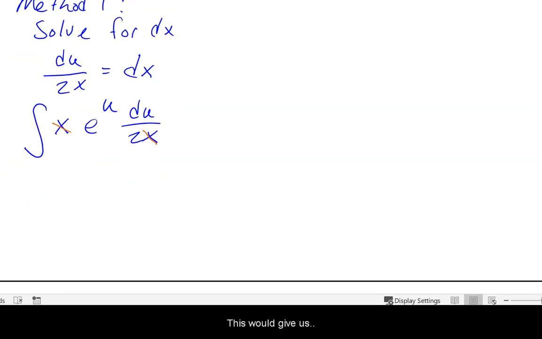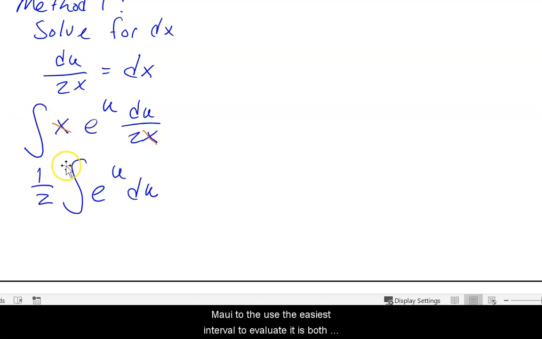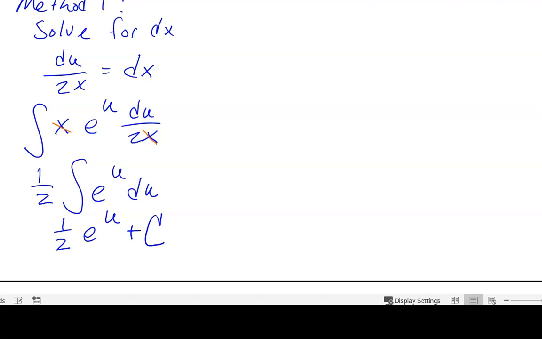This would give us then 1/2, which is a constant factor, which we can pull outside since it does not depend on u. This leaves e to the u du behind. Now, e to the u is the easiest integral to evaluate. It is both its own derivative and its own antiderivative. We love exponentials. This gives me 1/2 e to the u plus a constant.